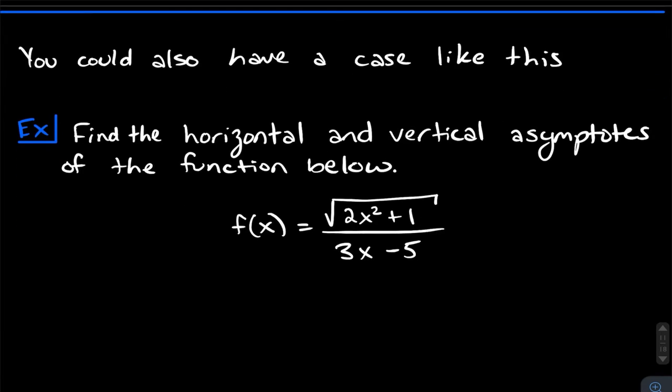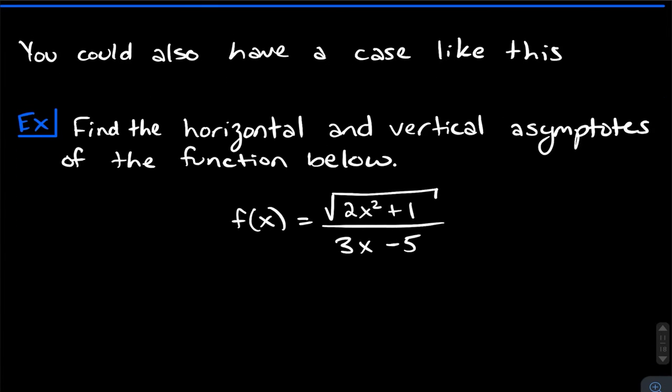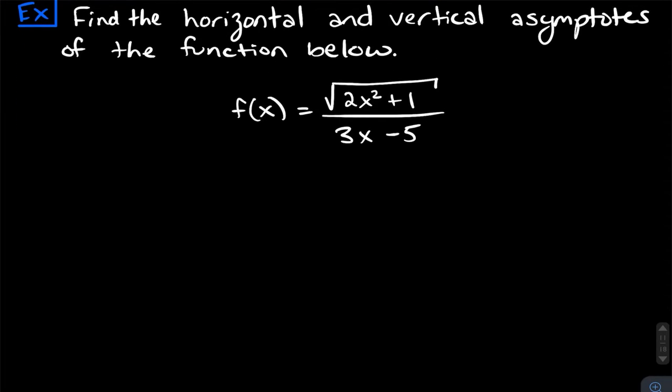Let's move on to our next example, which is going to be significantly more challenging. Well, I wouldn't say significantly, but it's just going to be weird, okay? And this example is to find the horizontal and vertical asymptotes of the function below. We haven't talked about vertical asymptotes yet, so what I want to do is just quickly tackle that first, okay? But try not to forget everything that we've learned in this video about horizontal asymptotes.